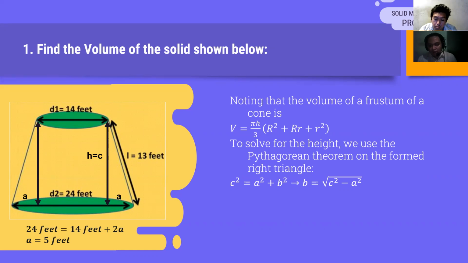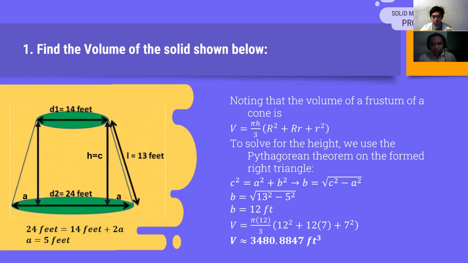Looking at the figure, we can see that the relationship between the diameters of the two bases is that the lower base is equal to the upper base plus 2a, and a can be solved to get 5 feet. We now have two sides of a right triangle where 5 feet is one side while 13 feet is the hypotenuse. Using the Pythagorean theorem, we can solve for the height as 12 feet. And substituting the values into the volume formula, we get the answer of 3,480.8847 feet cubed.